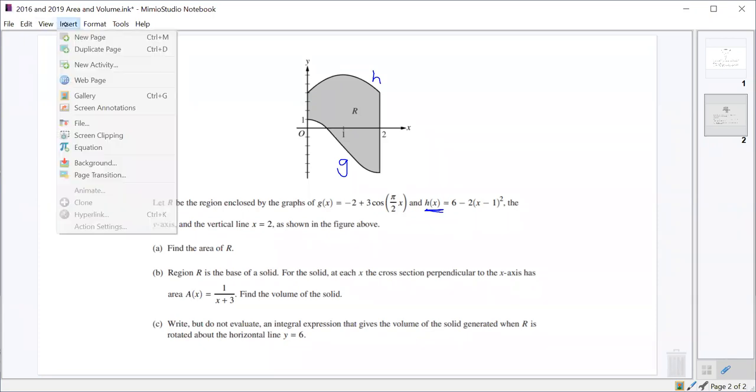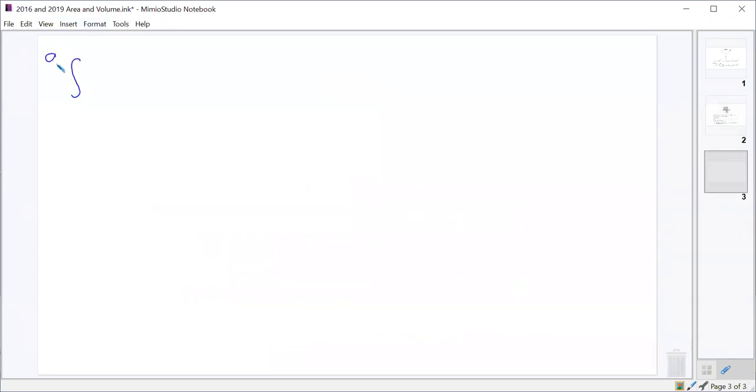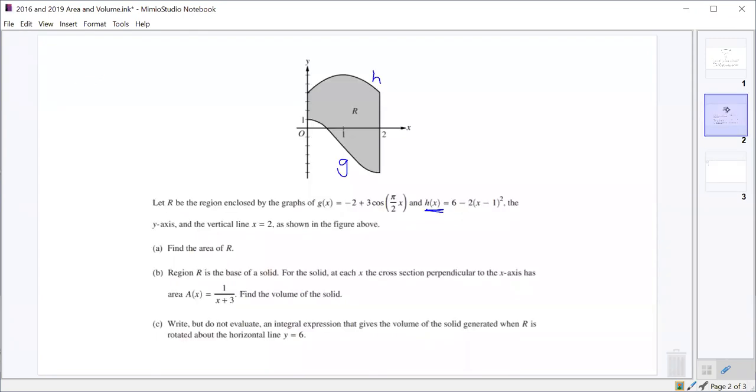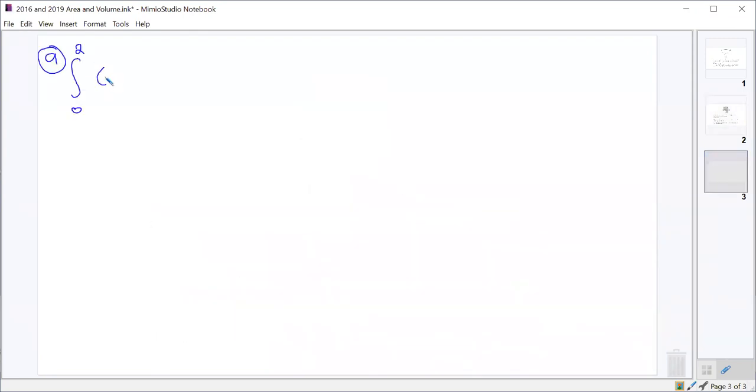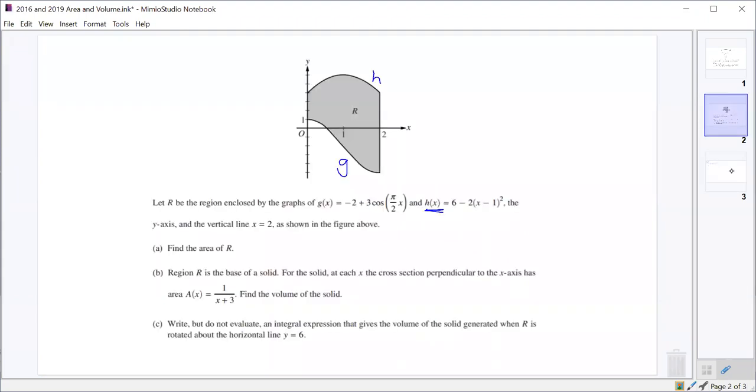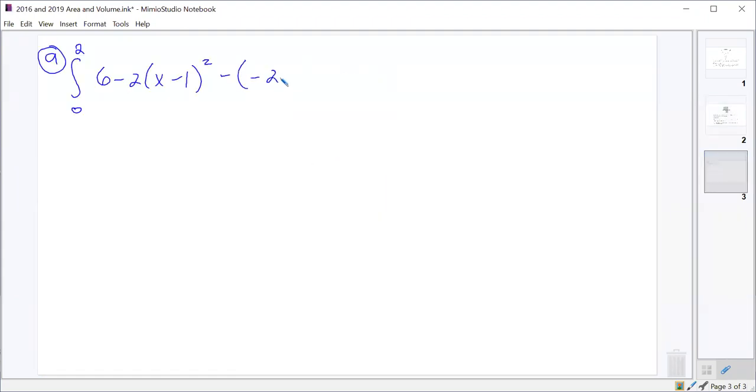We'll put it on a new page. For part A, we just got to do the integral from 0 to 2 of our upper function, which was 6 minus 2 times x minus 1 squared, and then subtract from that our lower function, negative 2 plus 3 cosine pi x over 2. So that was your setup.